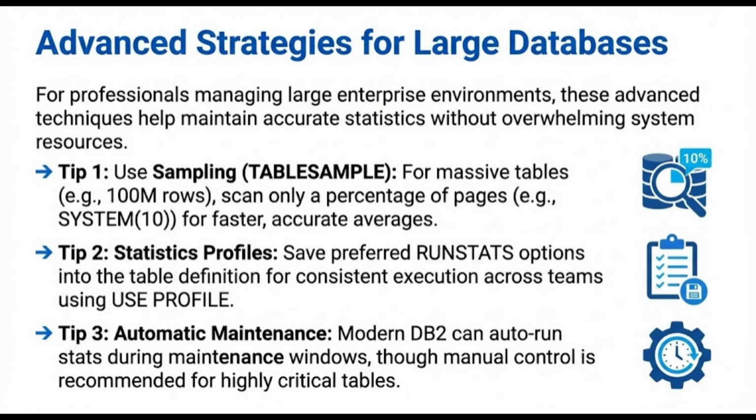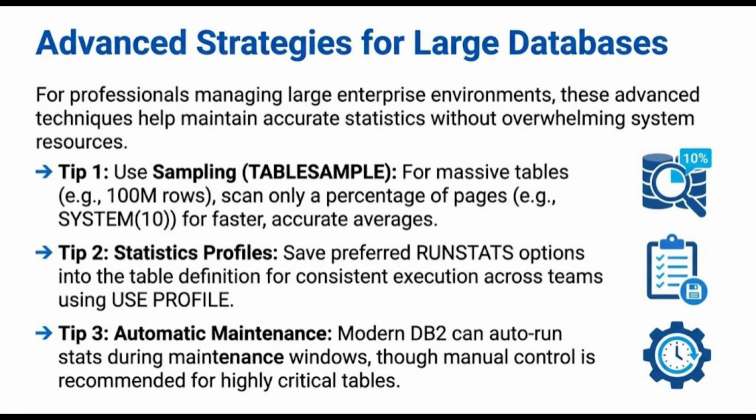Tip number 3, automatic maintenance. Modern DB2 versions have a feature called Automatic Statistics Collection. You can configure DB2 to monitor your tables and automatically run stats in the background during maintenance windows. While this is great, for your most critical high-volume tables, I still recommend running them manually or via a scheduled job to have full control over when that resource consumption happens.